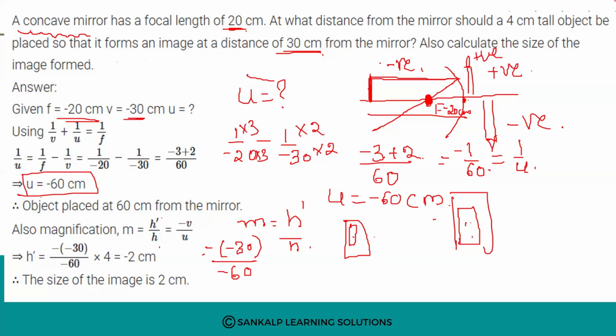Now, at what distance from the mirror should a 4 centimeter tall object be placed so that it forms an image? So 3 ones are 3, 3 twos are 6, so the 0s get cancelled. So minus 1 by 2. Into 4 centimeter, since the object is 4 centimeter tall. Here minus into minus plus, divided by minus, that is minus. Minus 1 into 2 is minus 2 centimeter. Therefore the size of the image is 2 centimeter.